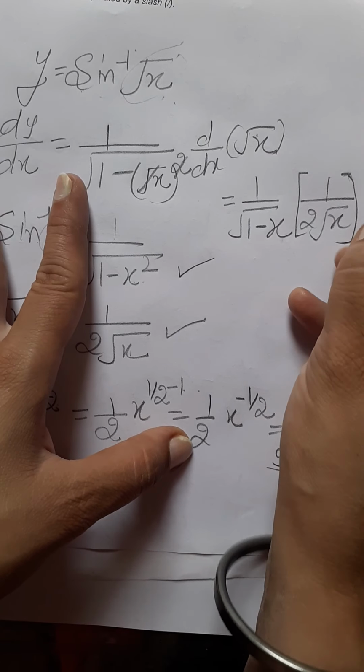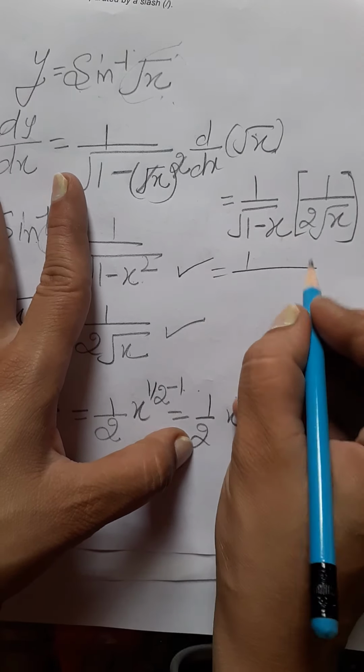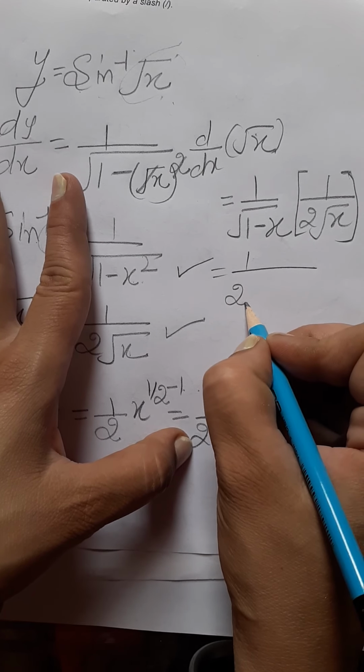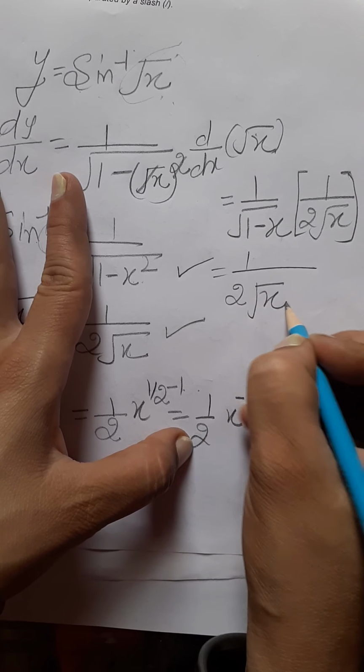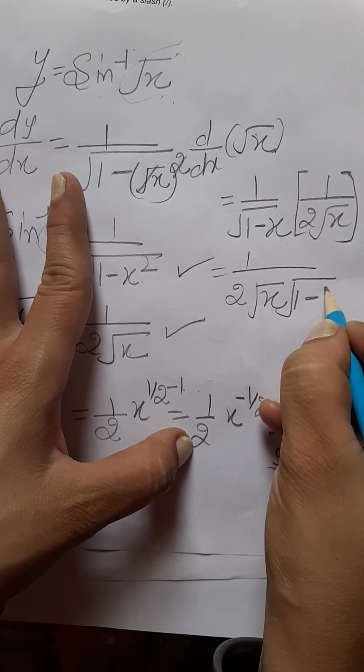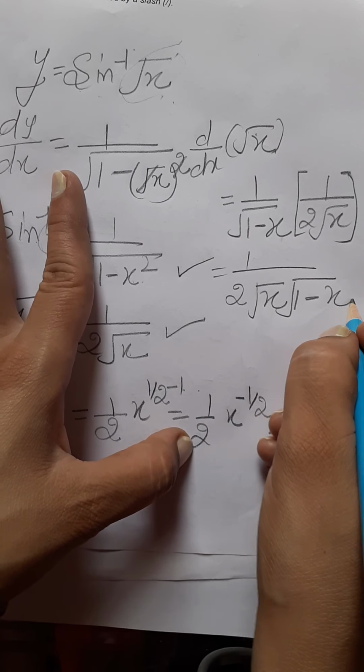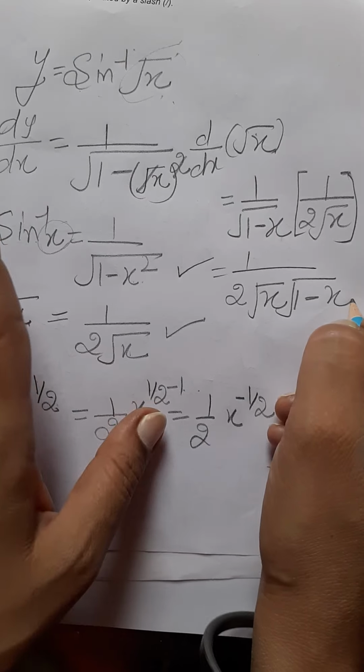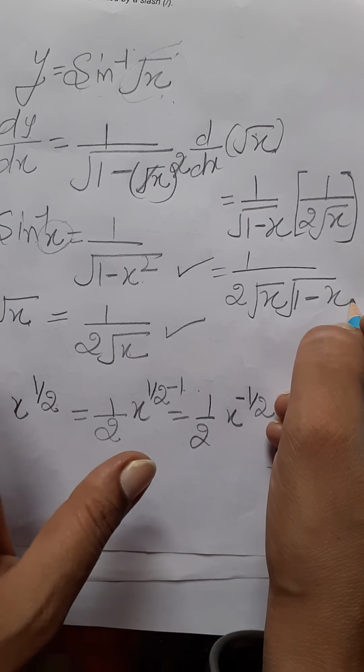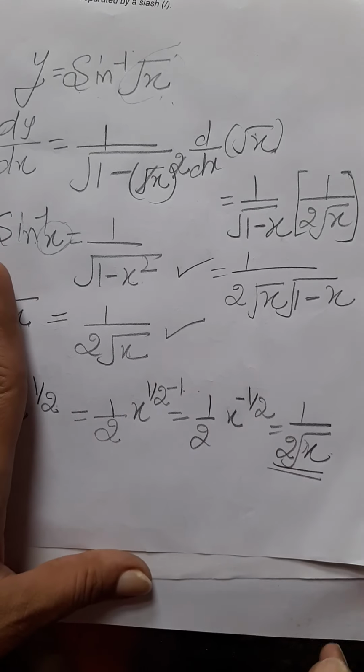Directly you can take the derivative, and after that you write 2 root x and 1 minus x. In this way you can find the derivative of sine inverse root x.